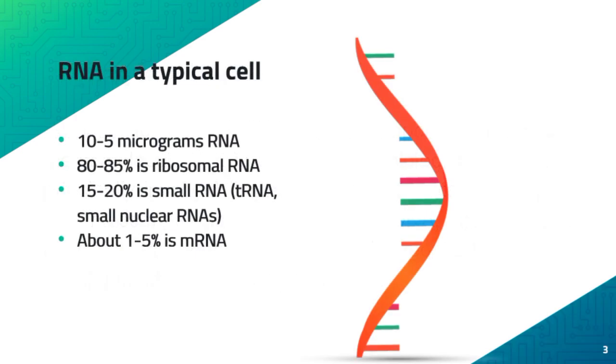Now, let us discuss the constitution of RNA in a typical cell. If we take 10 power minus 5 micrograms of RNA, it will have 80 to 85% ribosomal RNA, which is rRNA, and 15 to 20% small RNA, which is tRNA or small nuclear RNA, and about 1 to 5% will be mRNA.